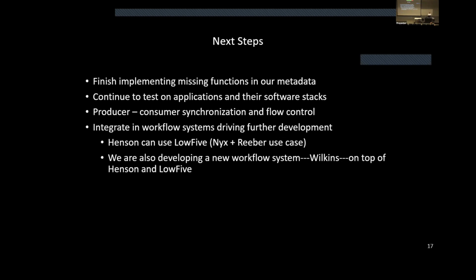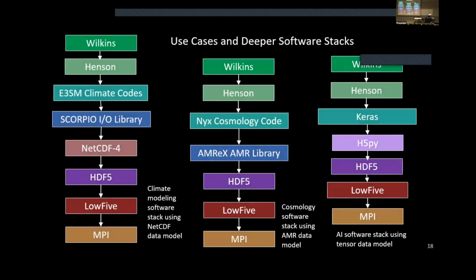Those are a bit of a sticky point for us, working on some flow control. And I just want to close with an example of 3 different software stacks that use this today. On the left is Climate and E3SM. There, they use the Scorpio IO library that wraps netcdf4, which then translates to HDF5, which means we can catch that with LowFive. On top of that, we build workflow tools like Henson and Wilkins. Those are ours at the top.